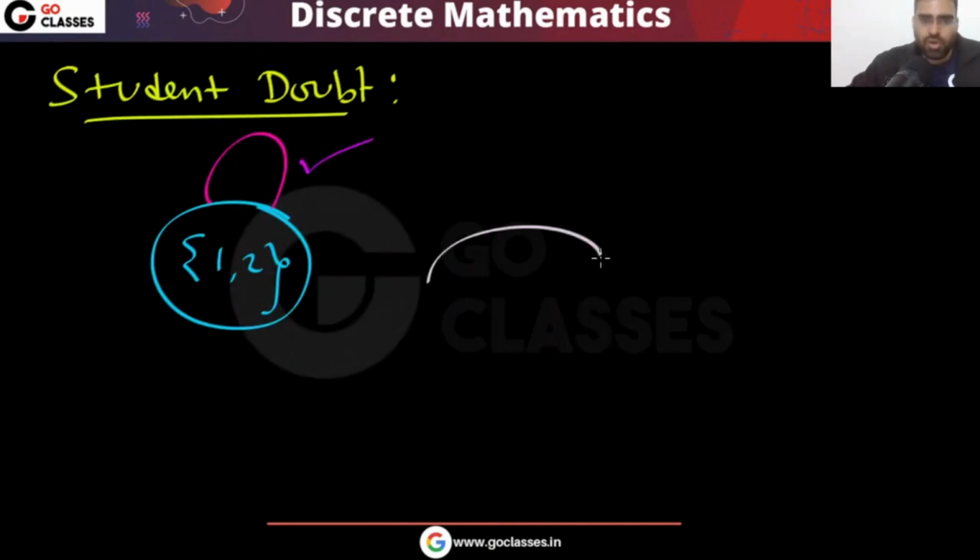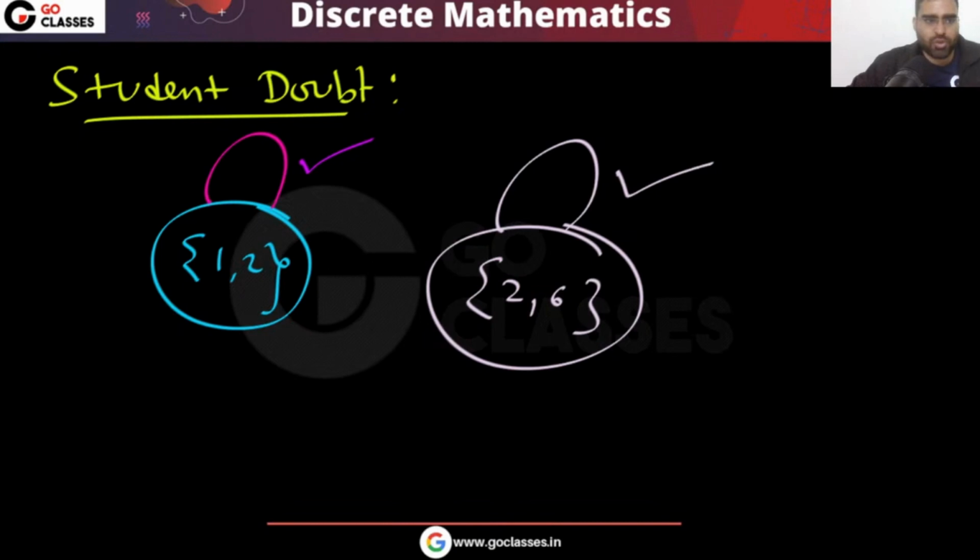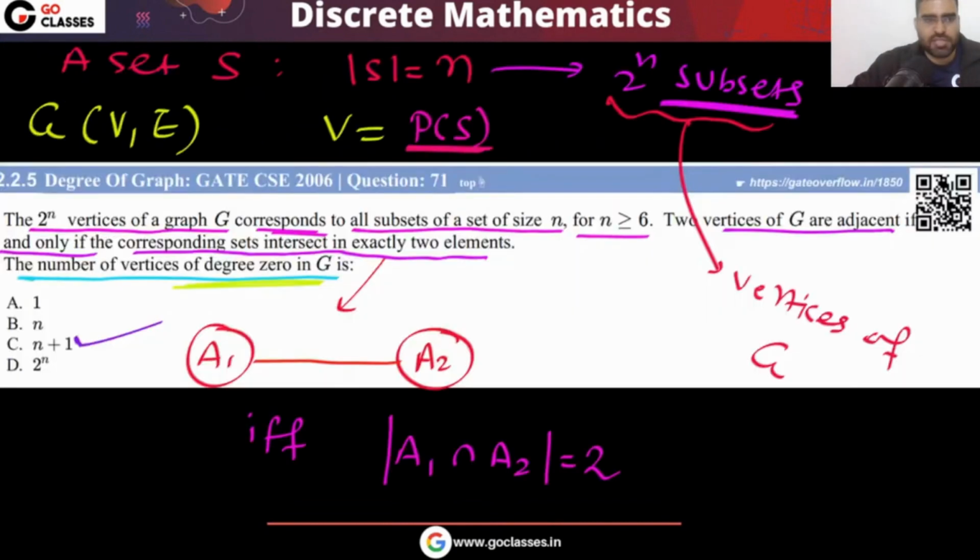So all the 2 size subsets, like if you have 2,6, will have self loop. All of them will have self loop. So this question number 1 is over. Is this clear? Very beautiful question. The answer is n plus 1. These many isolated vertices we have.